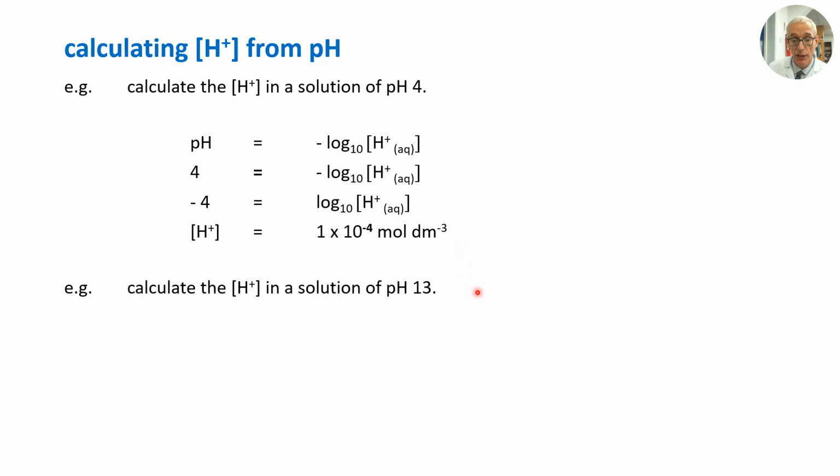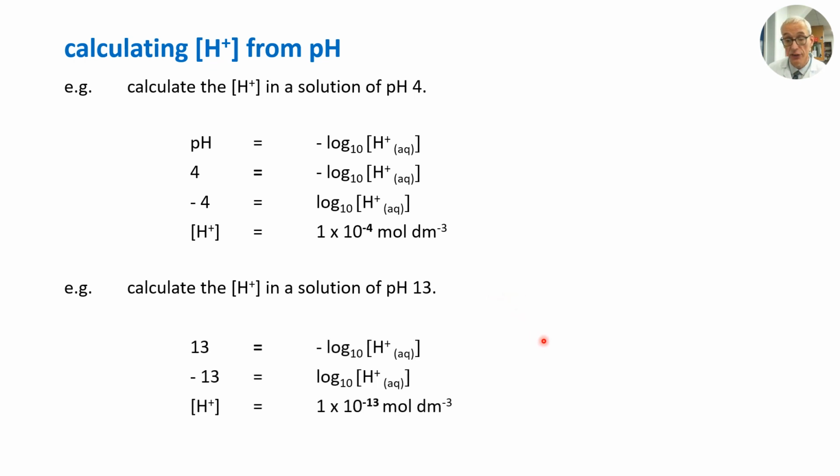Try this problem. Calculate the concentration of H+ ions in a solution of pH 13. Pause, come back with your answer. Okay, so here is the answer. 13 is equal to minus log concentration of H+. -13 is log to base 10 concentration of H+ in my very stepwise method. Shift log -13. 1 times 10 to the -13 is the answer.